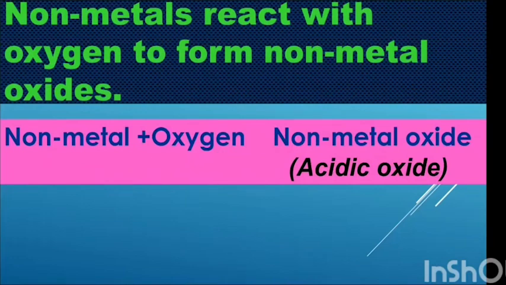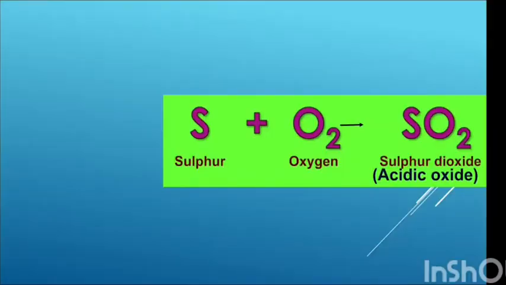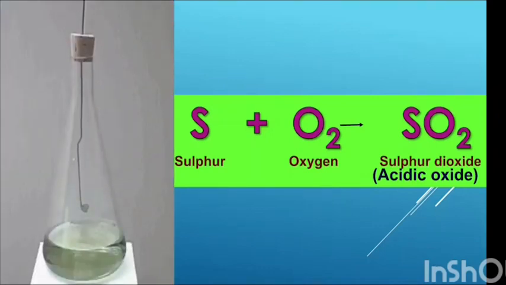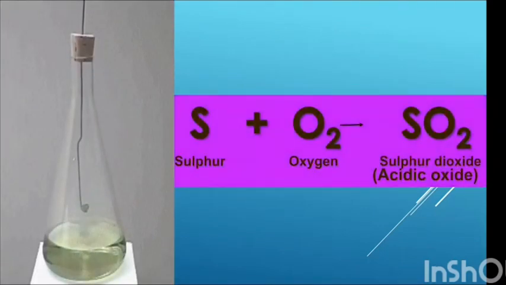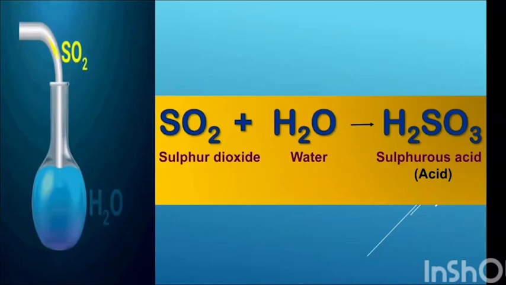Non-metals react with oxygen to form non-metal oxides. Non-metal, when reacting with oxygen, gives non-metal oxides, which are acidic in nature. Like sulfur, when reacting with oxygen, it produces sulfur dioxide. This sulfur dioxide is acidic in nature. When this sulfur dioxide further reacts with water, it produces sulfurous acid, H2SO3.